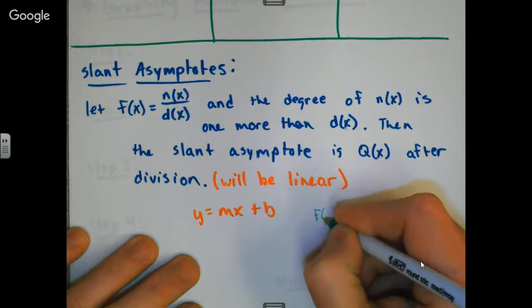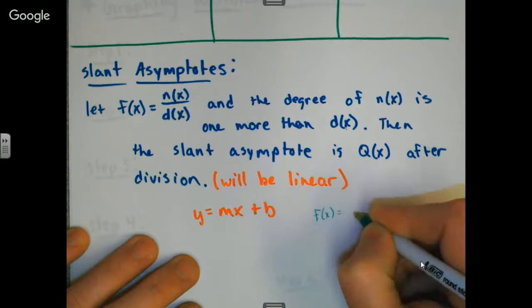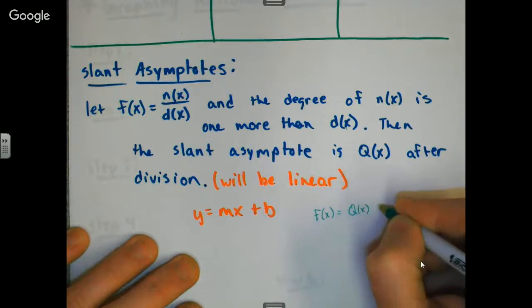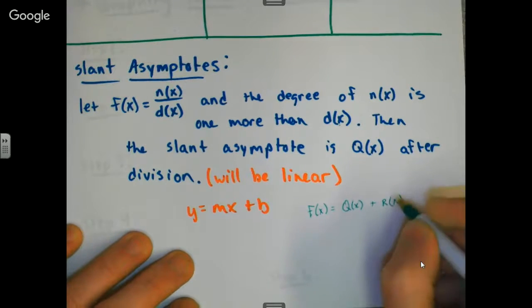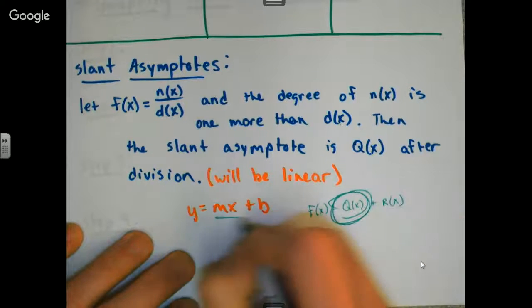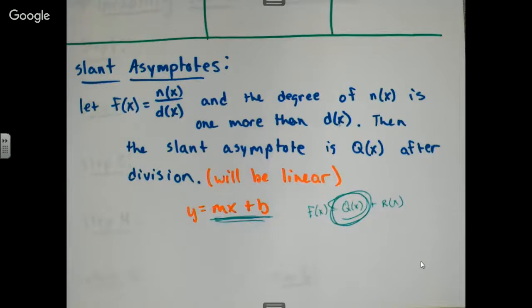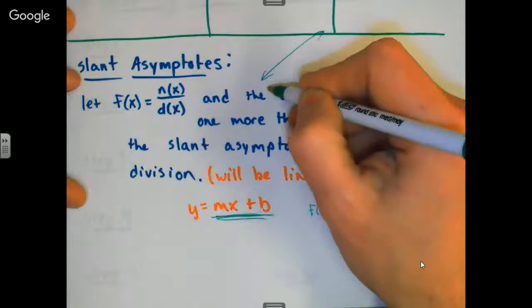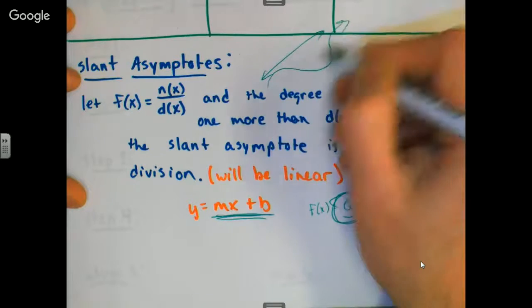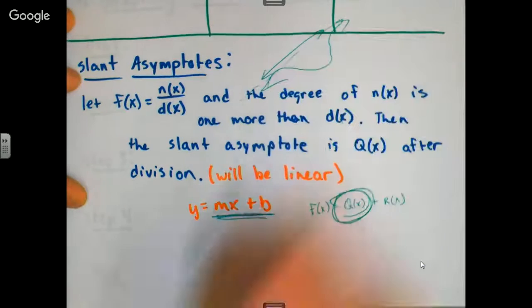f of x equals q of x plus whatever your remainder is. You'll get a remainder sometimes. This is my answer, and it will be some linear equation. And that is my slant asymptote. Slant asymptote is just some line that we might not ever cross. Okay, so I'd never cross that line right there.